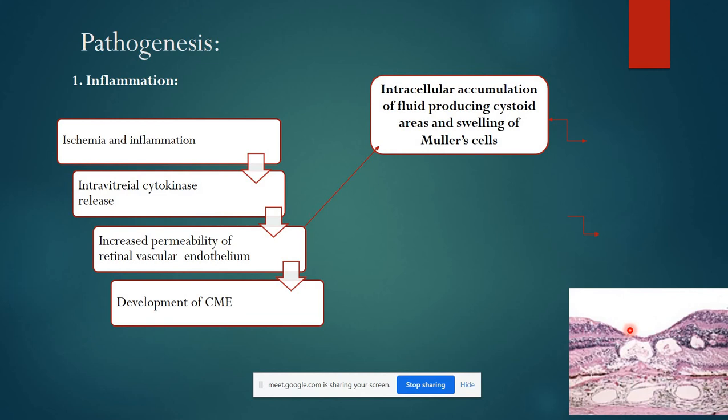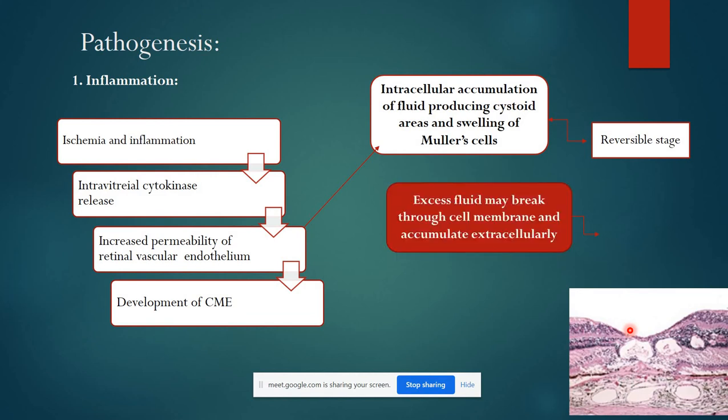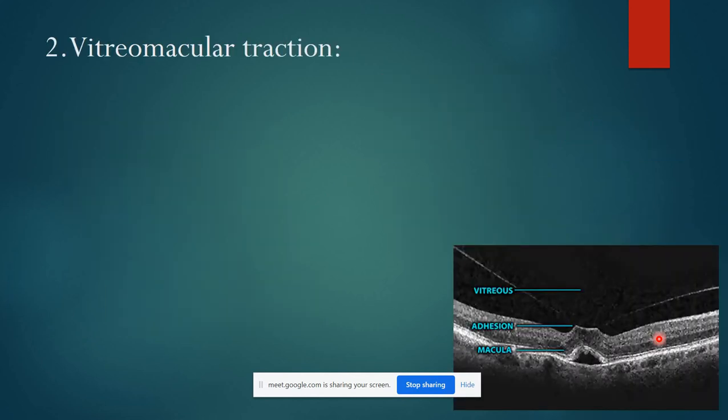So what is actually happening is there is intracellular accumulation of fluid, and there is swelling of the Muller cells, which is a reversible change. At the same time, when excessive fluid breaks through the cell membrane and accumulates extracellularly, that is an irreversible damage. Okay, so consider these things.